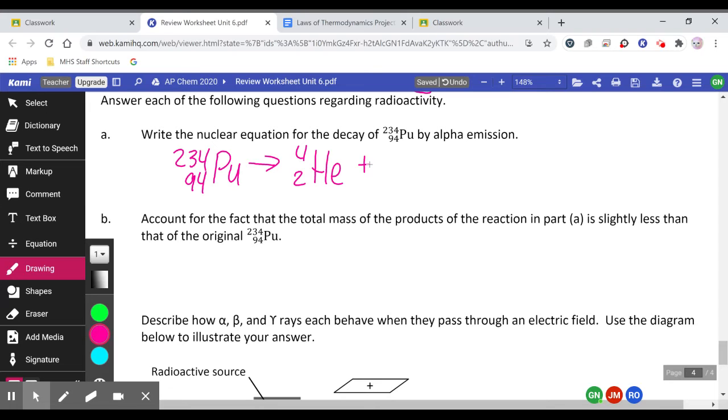And so to figure out our daughter nuclide, remember we need our top numbers to match, our bottom numbers to match. And so I know my top number for my daughter nuclide must be 230. And my atomic number then for my daughter nuclide must be a 92, which corresponds with the element uranium. So that would be your balanced nuclear equation for that one.